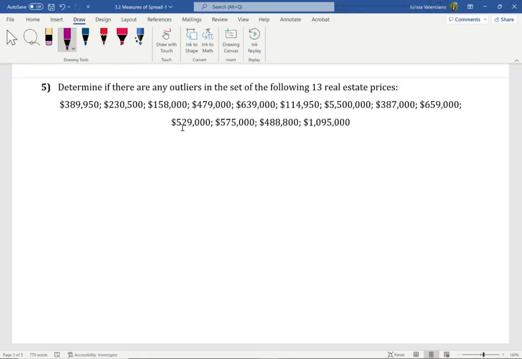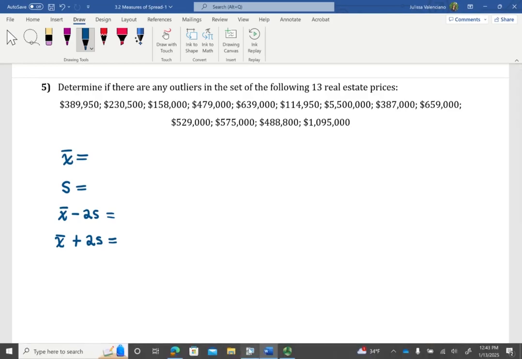Now, with that being said, I want you to go ahead and consider the example below. In exercise number 5, you're being asked to determine if there are any outliers in the set of the following 13 real estate prices. So you have 13 data values. In order to determine if you have outliers, you're going to need to compute X bar. You're going to need to compute S. You are also going to need to compute X bar minus 2 times S. And you're going to need to compute X bar plus 2 times S.